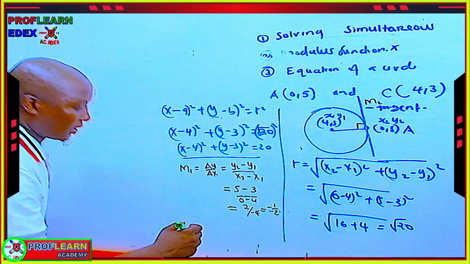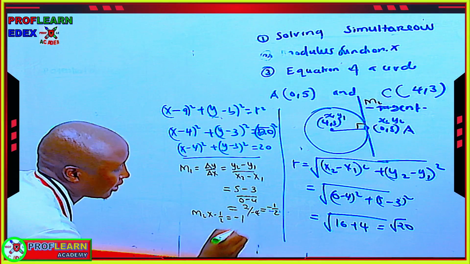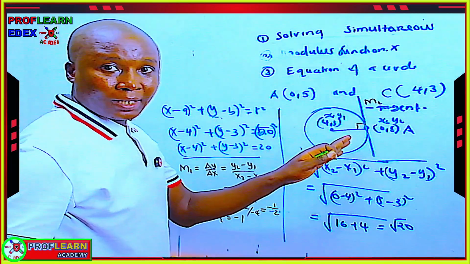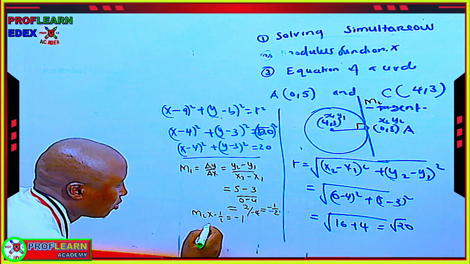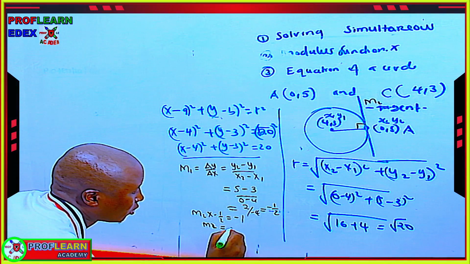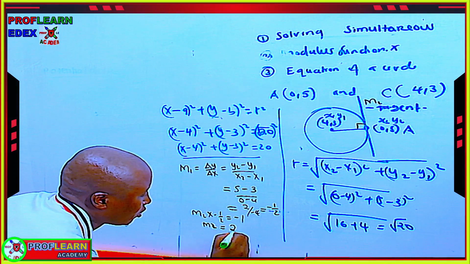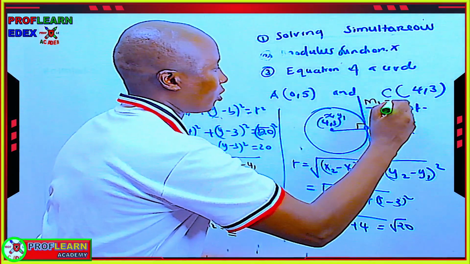Then the gradient of the tangent m2 times negative 1 over 2 is equal to negative 1, because a tangent and the radius are perpendicular. So m2 is going to be what? It equals 2. The gradient of the tangent is going to be 2.